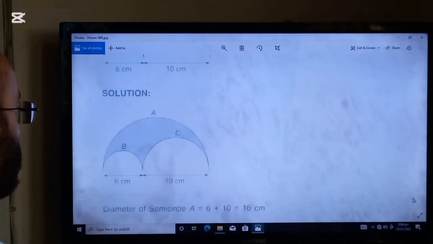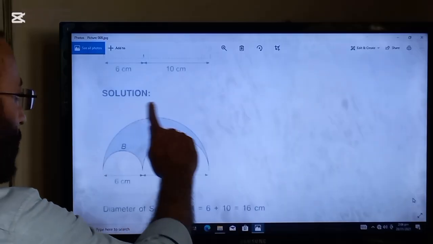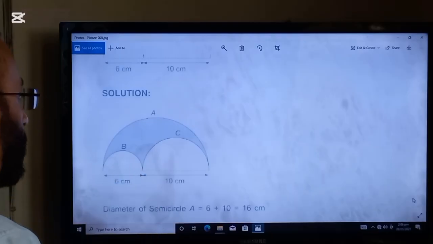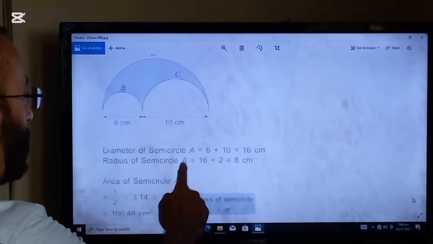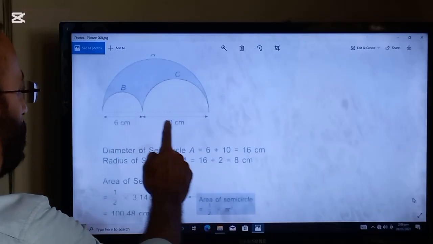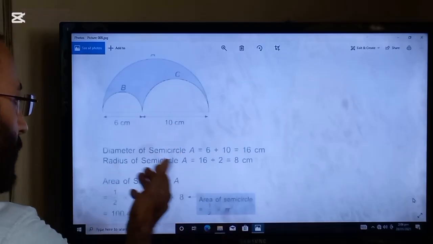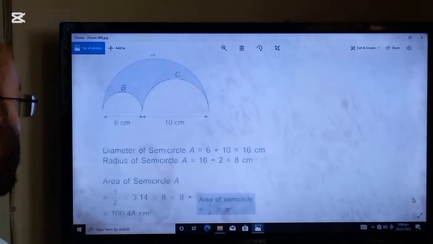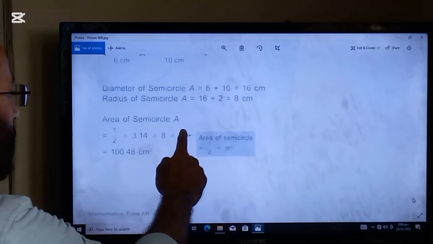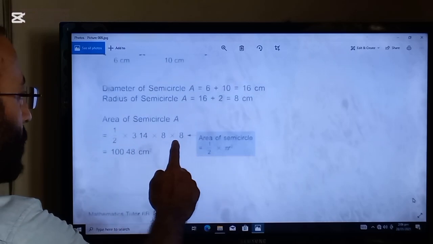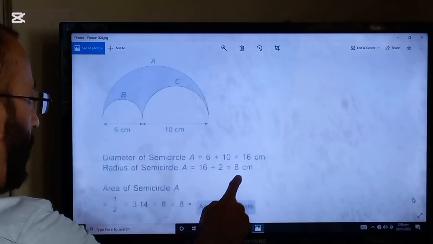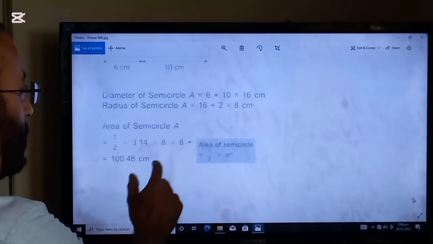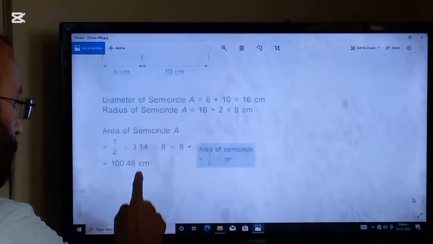So look now, we have named the biggest circle A, the middle one C, and the smallest one B. So look now, the diameter of the semicircle A is 6 plus 10, that is 16. So the radius of the semicircle A will be divided by 2, that will be 8 centimeter. And the area of the semicircle A will be 1 by 2 into pi r square. R's value is now 8. So solving it on the calculator, you will get this answer. Centimeter square will be the unit.